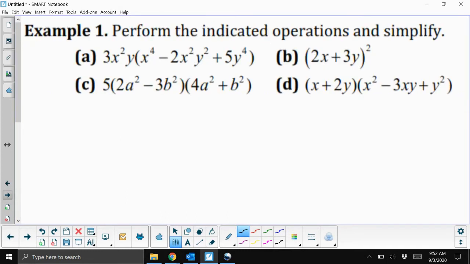All right, so we've got 4 different examples here that we're going to take a look at. So we're going to start off with the first one there. I'm going to try to scribble it down up here. So I'm just going to do distributive property. I'm going to start off right there, because that's what we need to do.